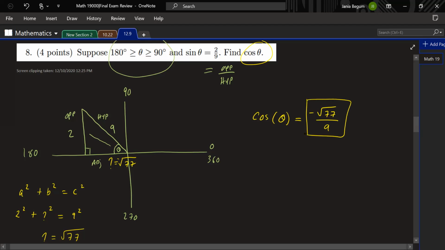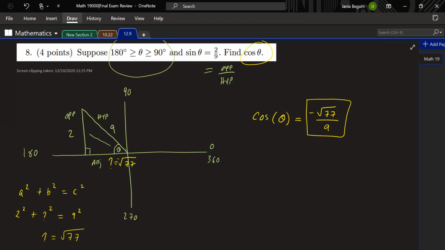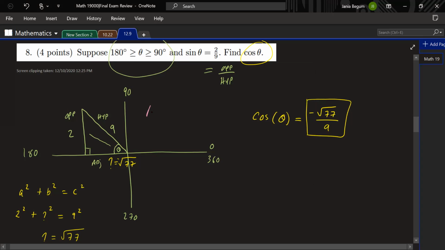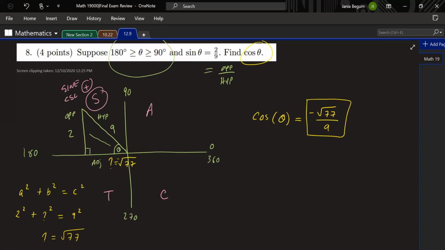Now you can also check that cosine is negative based on the acronym we gave last time, all student take classes. So S means only sine and cosecant are positive. Only those two trig functions are positive, which means everything else will be negative. So it makes sense to have cosine be a negative value.